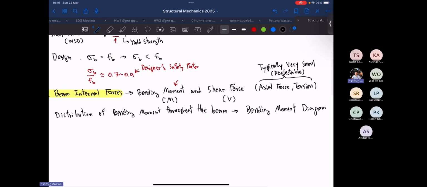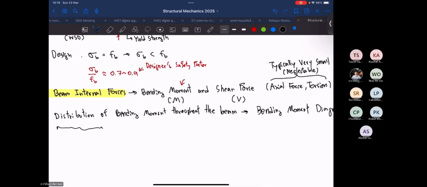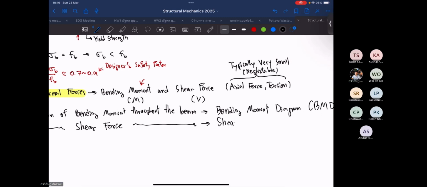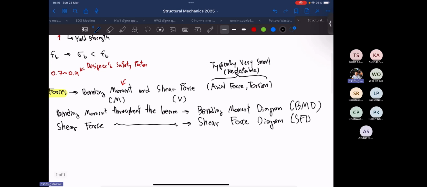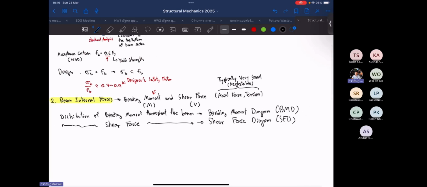Okay, and for that of the shear force, we call it the shear force diagram, or SFD. Okay, and in the exam, I will ask you to determine those diagrams, the bending moment diagram and the shear force diagram of a given beam.